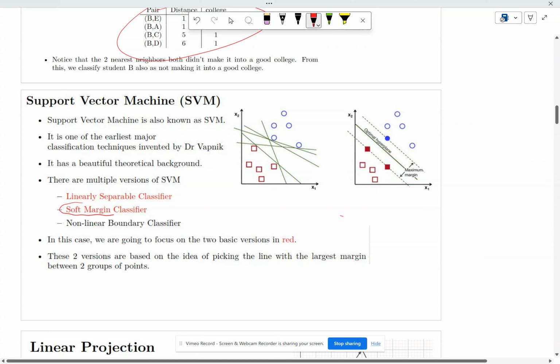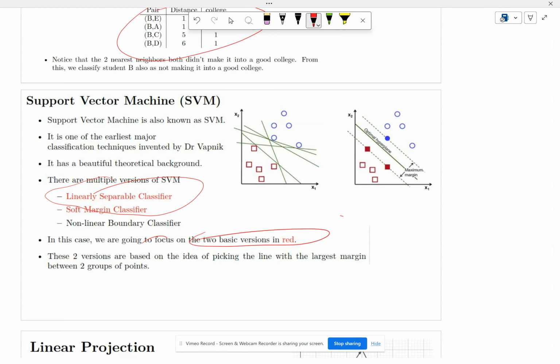After that, there's something called a soft margin classifier. We'll learn this one as well. The one we will not learn is the nonlinear boundary classifier. I will leave this to a higher level class. In this case, we're going to focus on the two most basic versions, the ones in red. And let's go.